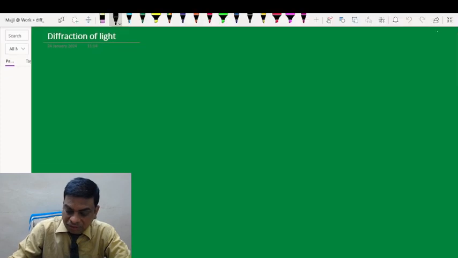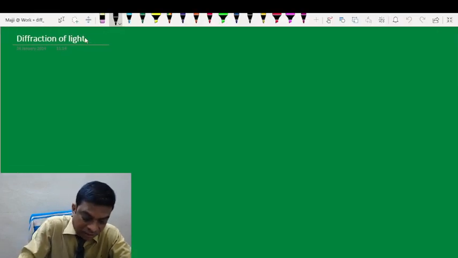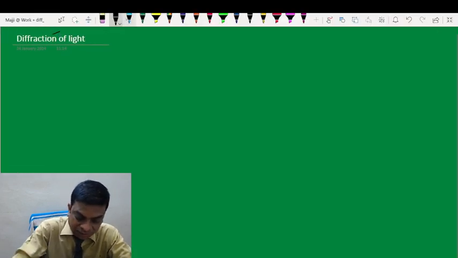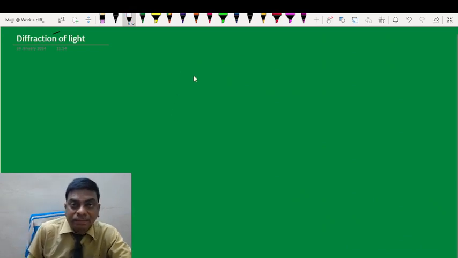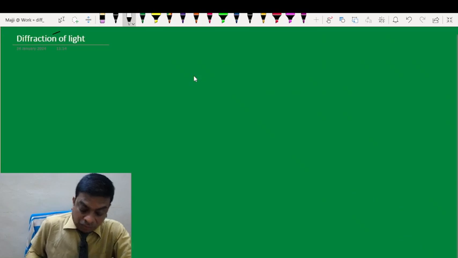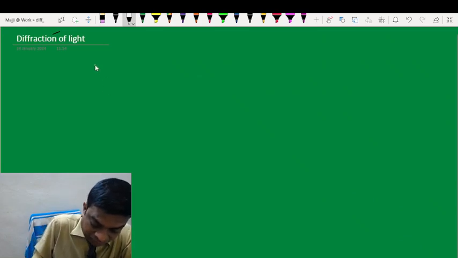Right. So first thing is that we have to know what is diffraction. Okay. Now in simple terms, we can say that diffraction is nothing but a spreading, okay, or bending. Now suppose you have light rays going in this way, and suppose you have some obstacle here, some opaque object.